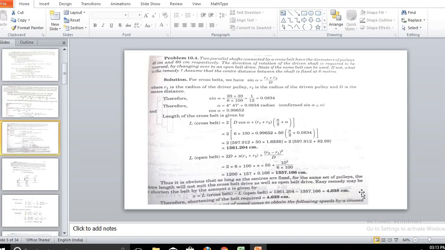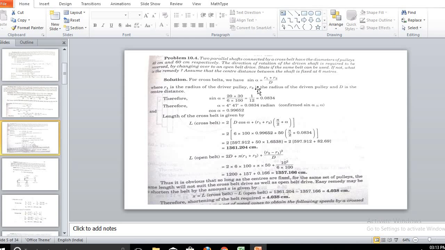Now, to conclude whether the belt is the same or not, we first calculate the length of the cross belt and the length of the open belt. For the cross belt we have the formula sin alpha equals (R1 plus R2) by D. This D is nothing but the distance between the two shafts, which is given as 6 meters. R1 is the radius of the driver pulley, R2 is the radius of the driven pulley, and D is the center distance, or distance between the two shafts.